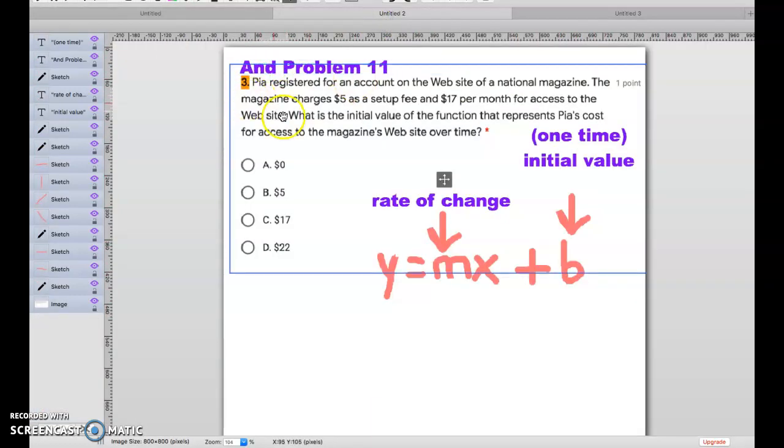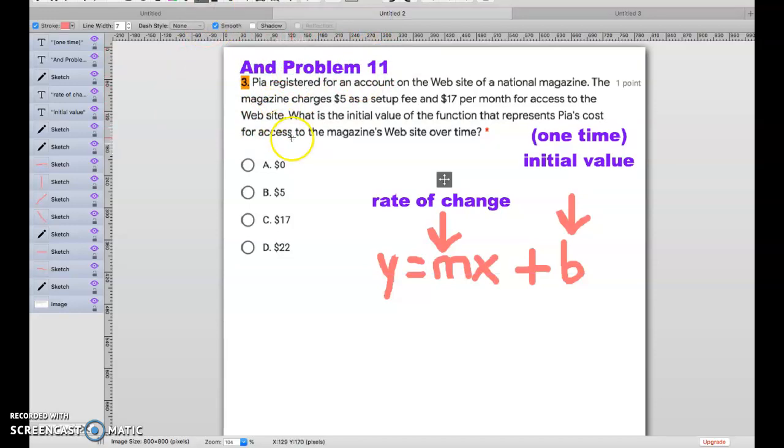Next problem. Okay, this is problem 3. It will also help you with problem 11. Paya registered for an account on the website of a national magazine. The magazine charges $5 as a setup fee and $17 per month for access to the website. What is the initial value of the function that represents Paya's cost for access to the magazine's website over time? Initial value is pretty much a vocab word that we've seen before. Initial value is very special in our slope-intercept equation. Initial value is what number we put in for b.